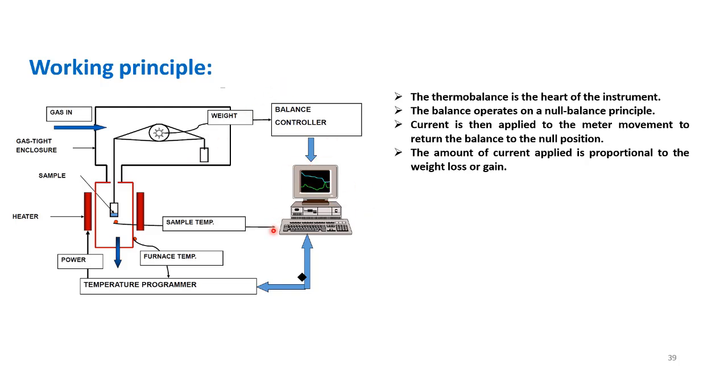Then the current is applied to the meter movement, and returns the balance to the null position. So here we apply the current, and it will come to the null position, and the amount of current applied is proportional to the weight loss or weight gain. So that is how the working of this TGA is.